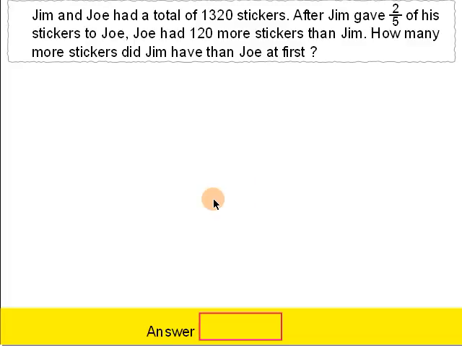Now this question said that Jim and Joe had a total of 1,320 stickers. After Jim gave 2/5 of his stickers to Joe, Joe had 120 more stickers than Jim. How many more stickers did Jim have than Joe at first?